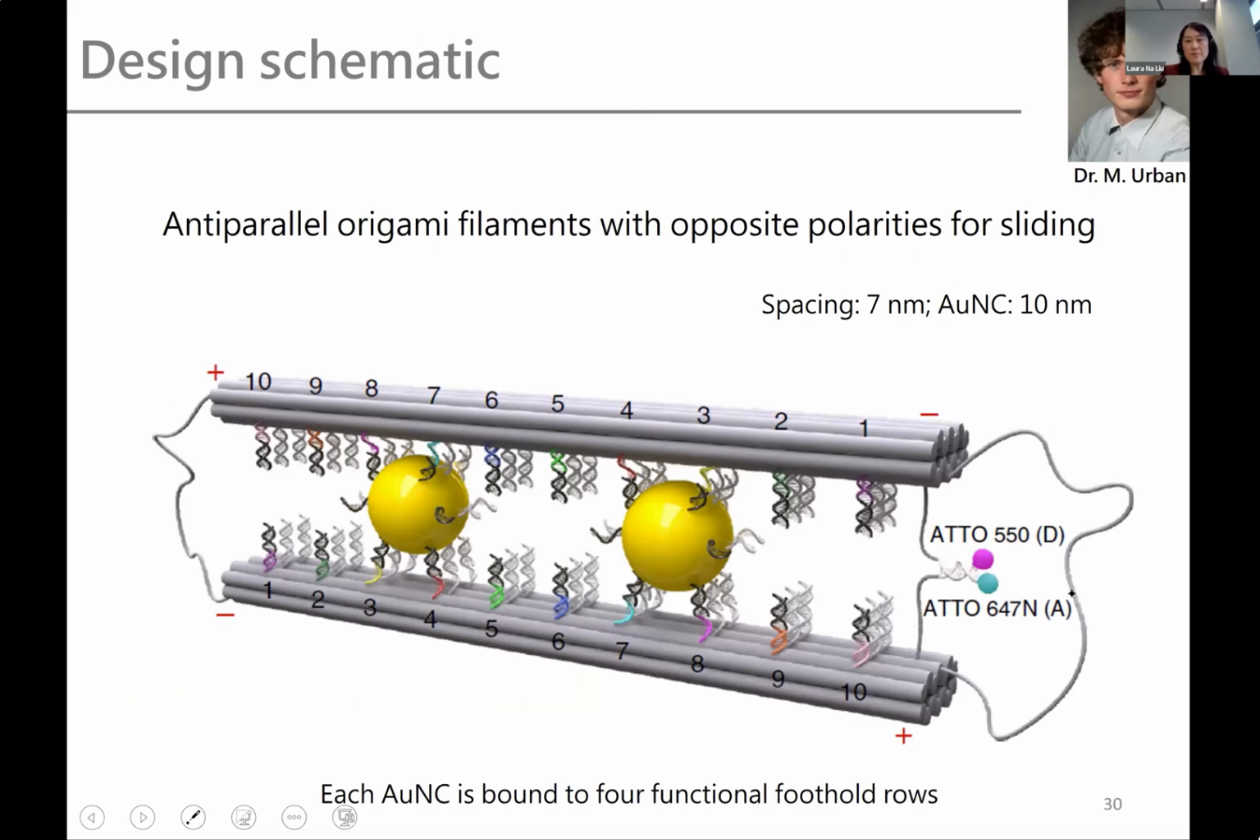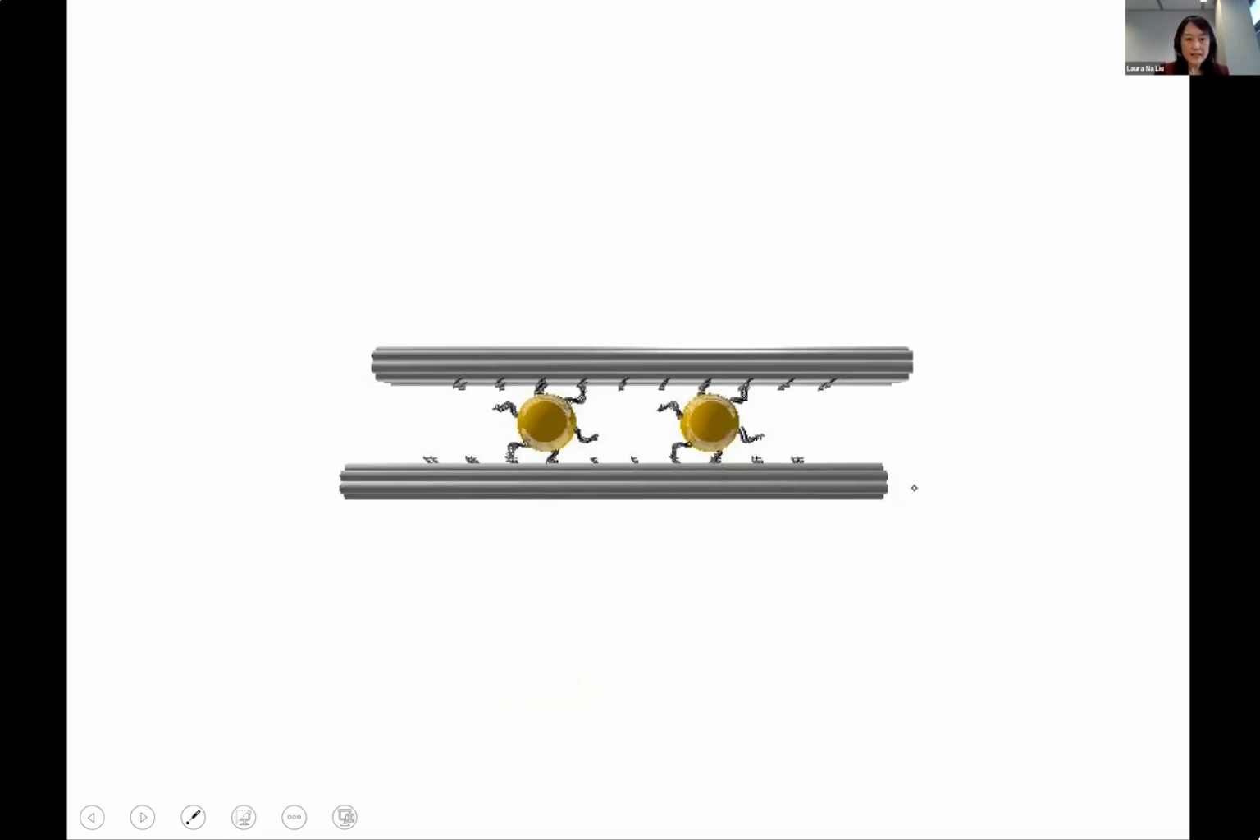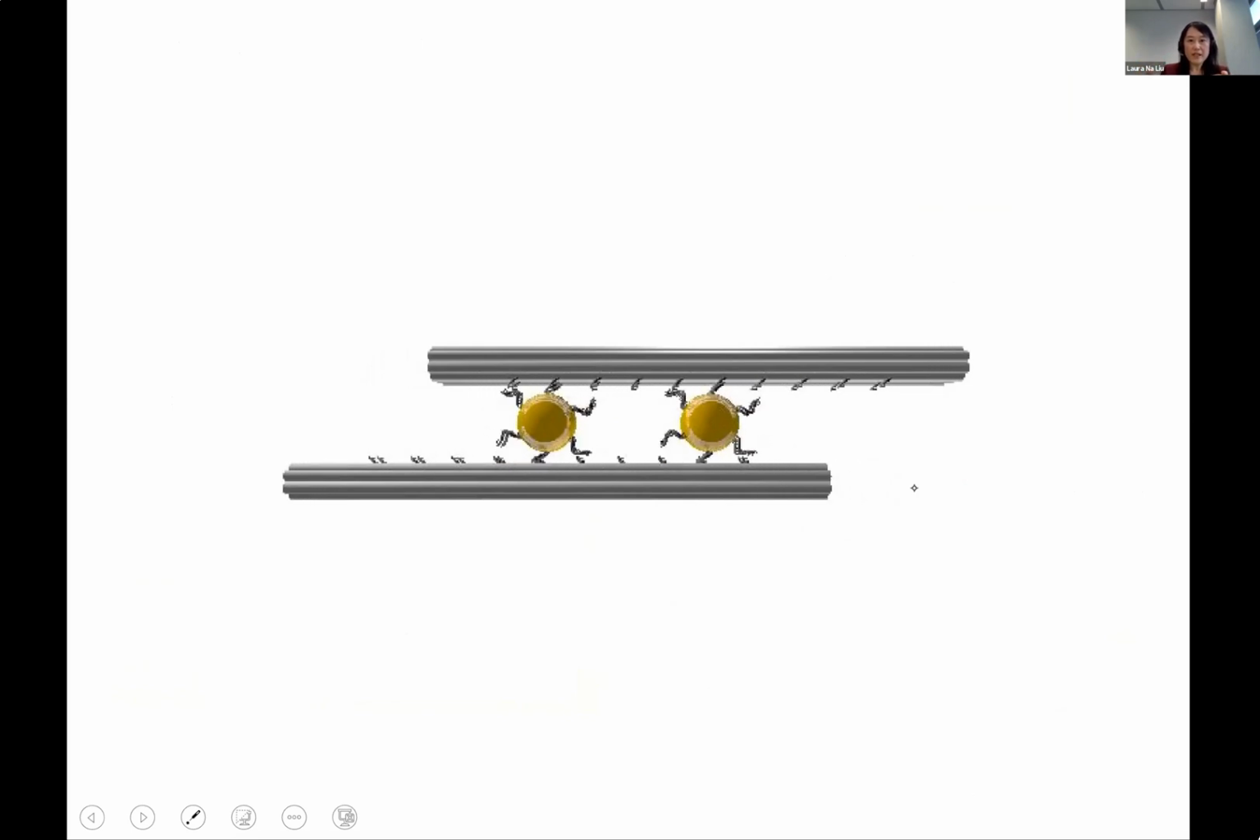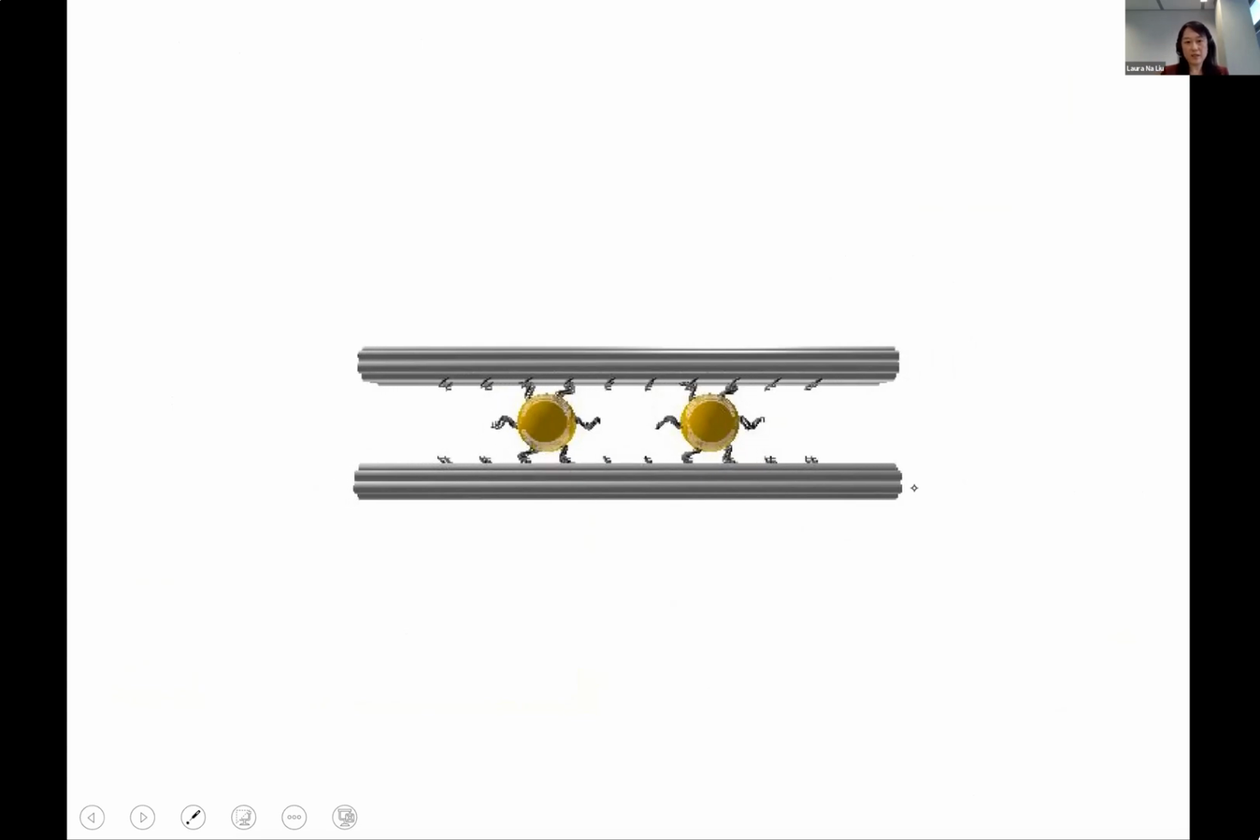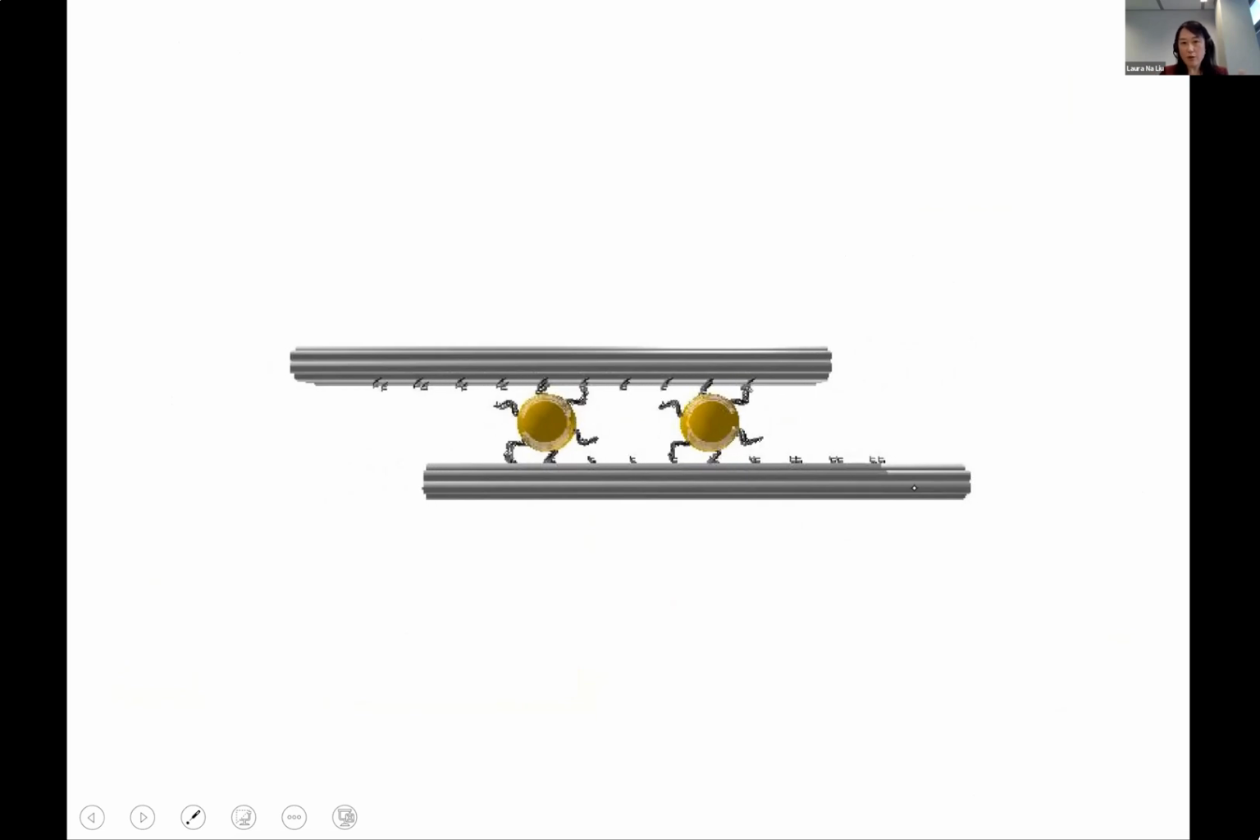This work was done by my previous PhD student, Max Ubang. In order to track the sliding dynamics, we have also positioned a FRET pair on one side of our slider system. So basically it has a donor and an acceptor. And when it does sliding, these two gold nanocrystals can work collectively together to slide the origami filaments back and forth along two opposite directions.